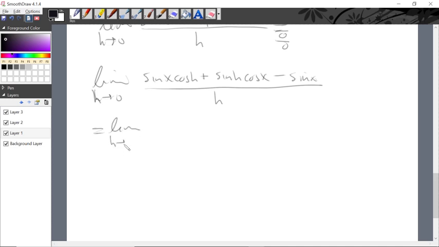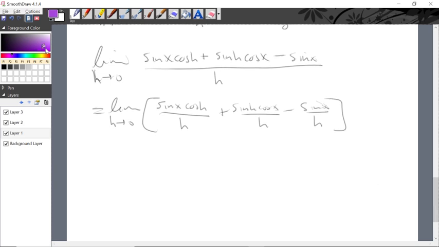So we have the limit as h goes to 0 of the sine of x times the cosine of h over h, plus the sine of h cosine x over h, minus the sine of x over h. Let's take a look at where the h's are in these expressions. We've got an h here, an h here, and here we just have an h in the denominator. And x is taken to be constant right now, because it's h that is currently in motion.